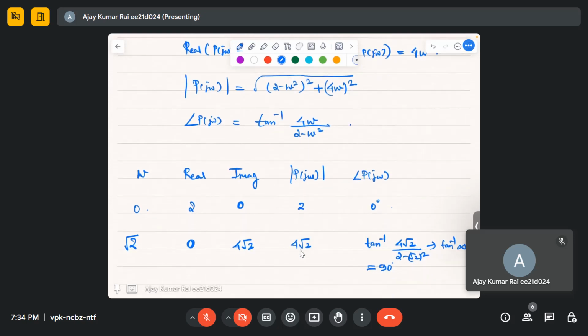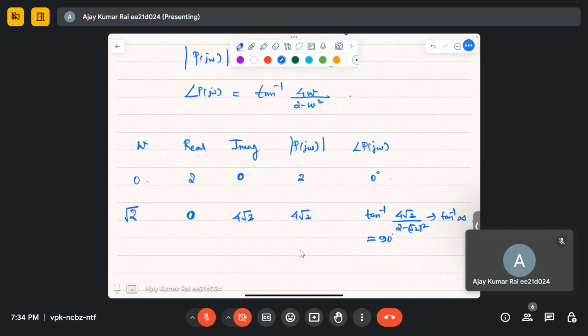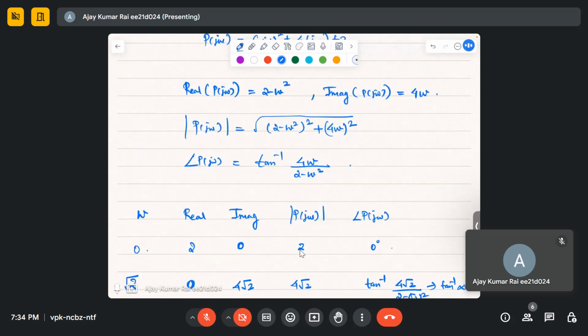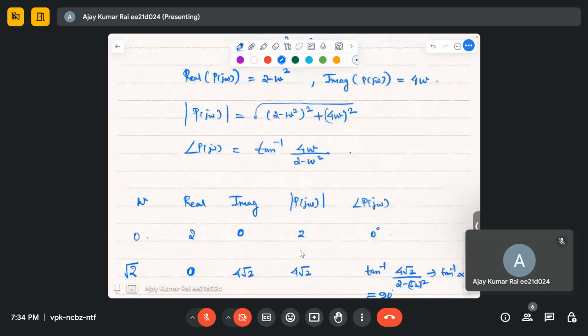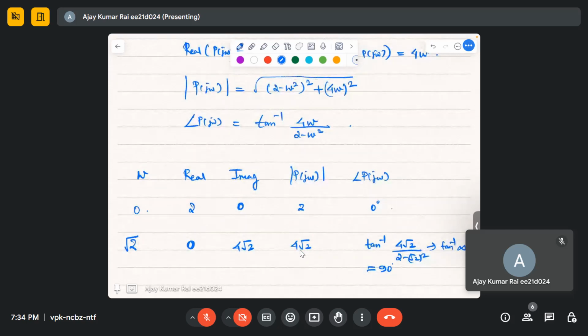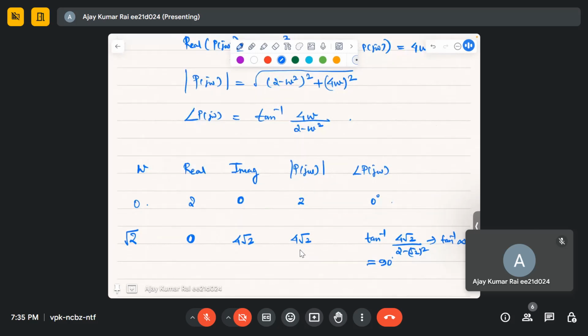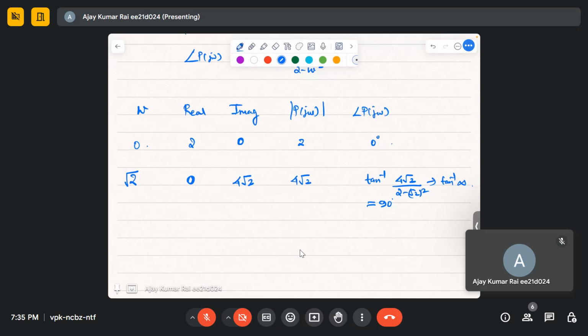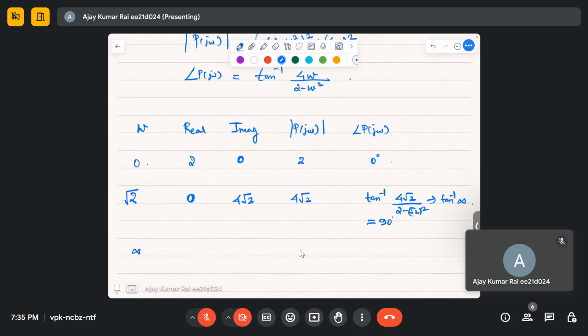Okay. So any doubt in the second part where omega is equal to root 2? The real part becomes 0, the imaginary part is equal to 4 into root 2. The magnitude is the square root of real part square plus imaginary part square. So that's why it's 4 root 2. And if you take tan inverse, the denominator becomes 0, so that's why tan inverse of infinity is equal to 90 degree. Okay, and at infinity, let's check at infinity.